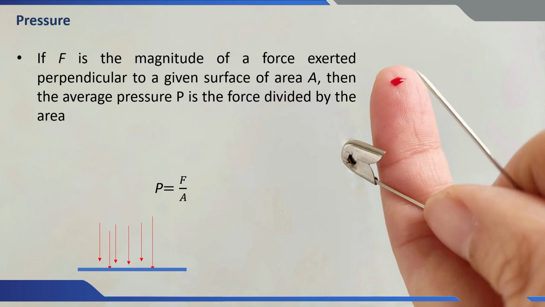The relationship between force, pressure, and area shows that pressure is directly proportional to force but inversely proportional to area. This means if the force increases while the area remains constant, the pressure increases. Conversely, if the area increases while the force remains constant, the pressure decreases. As we will see later, pressure can act on fluids as well as on solid objects.